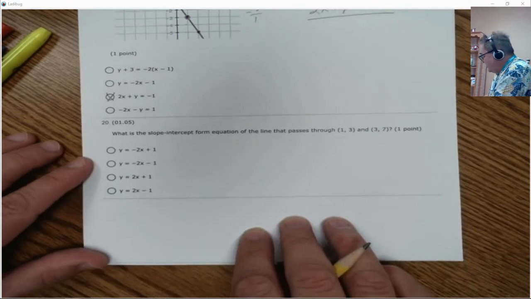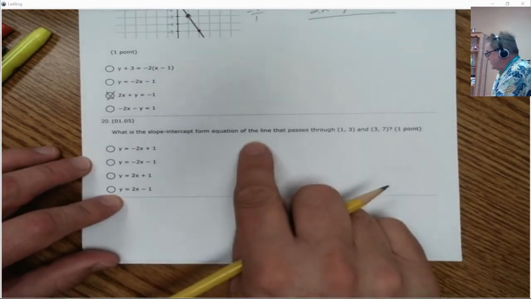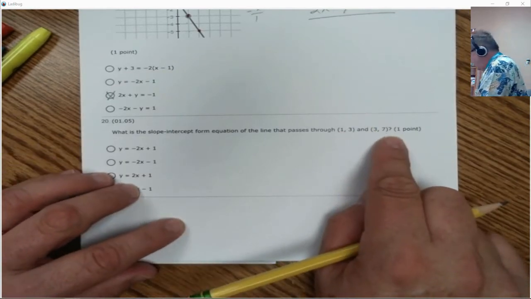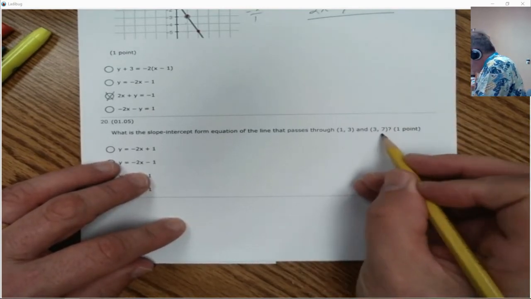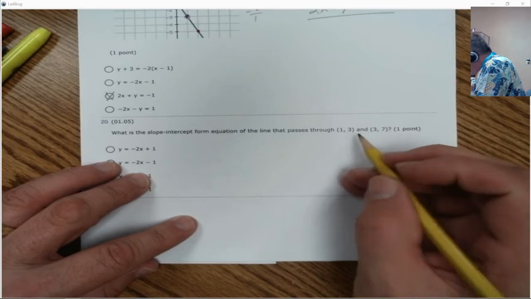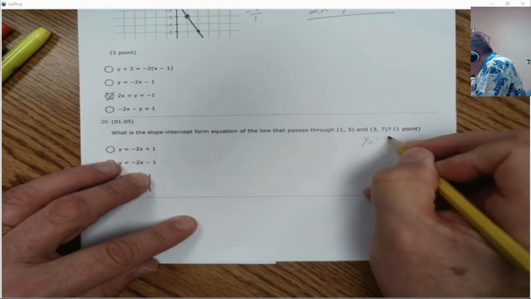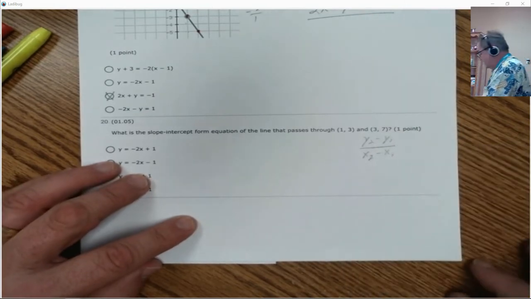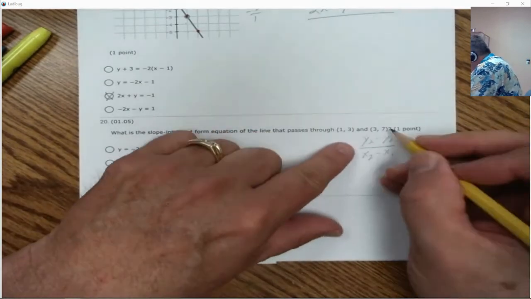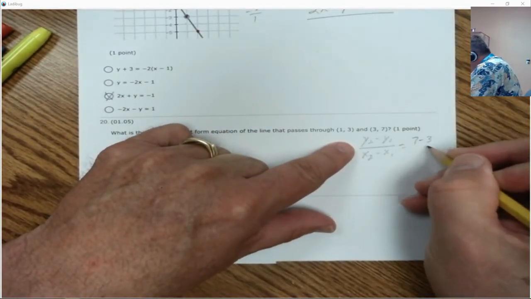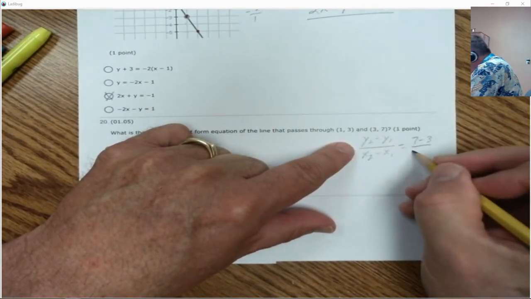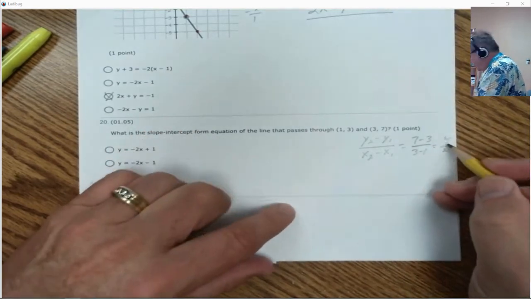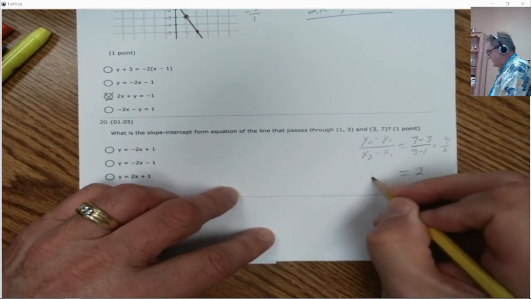All right. What is the slope-intercept form of the equation of the line that passes through (1, 3) and (3, 7)? Okay, so we need the slope because we have to write this equation, and we always need the slope to start off with. So what's the change in the y's over the x's? If we take y2 minus y1 on top of the fraction, and x2 minus x1 on the bottom, that tells us the slope. So 7 minus 3 over 3 minus 1. 7 minus 3 is 4, 3 minus 1 is 2. So a slope of 4 over 2, which equals 2.